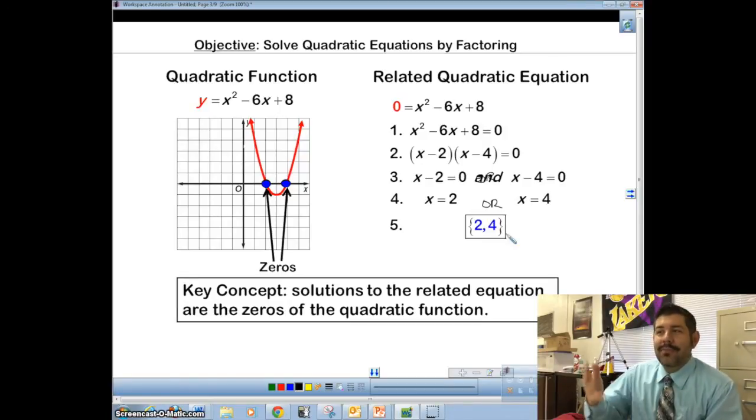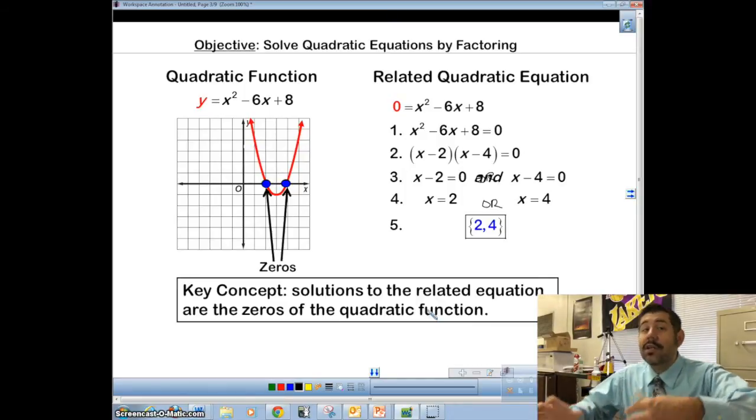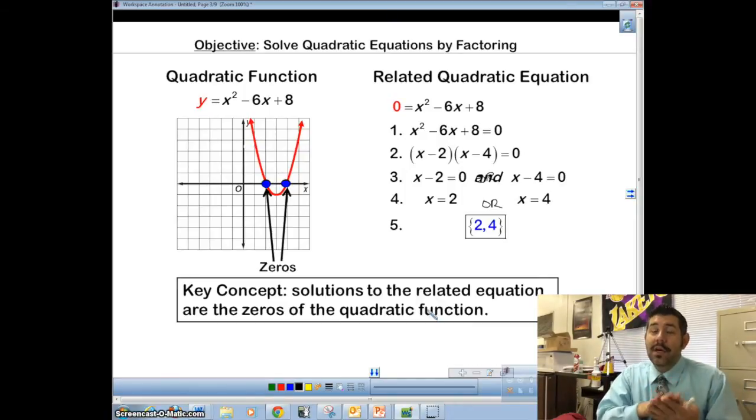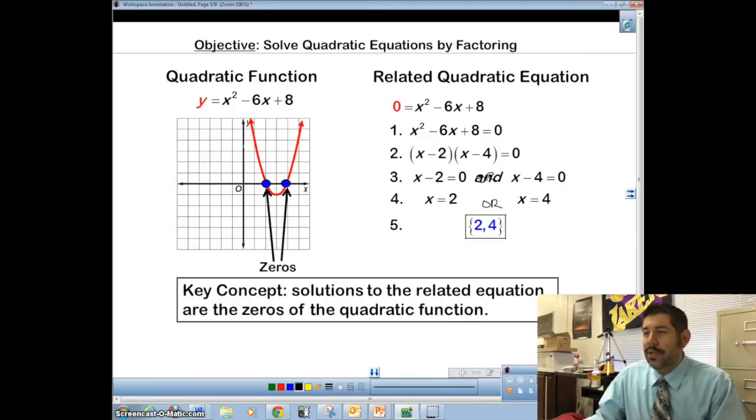In my class, it doesn't matter which way you write it, but make sure you ask your teacher specifically, because if you're watching from a different class, that teacher may want it in solution set or another way. So make sure you understand that these solutions are the zeros or the x-intercepts of our function, okay? And we saw that the previous day in class. So this is how we do it algebraically instead of in the calculator.